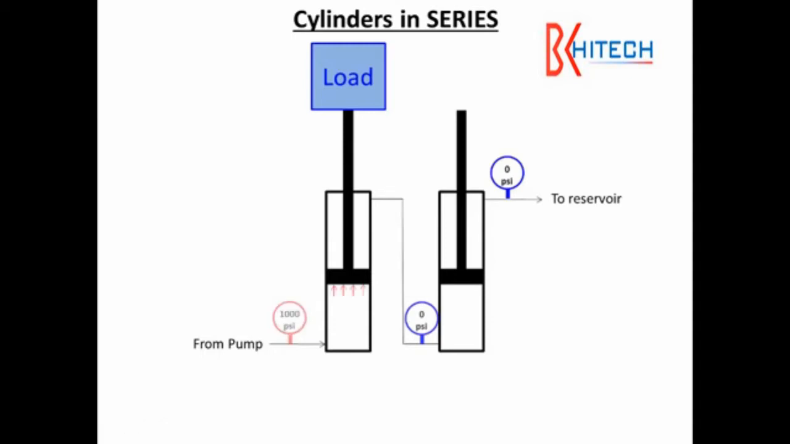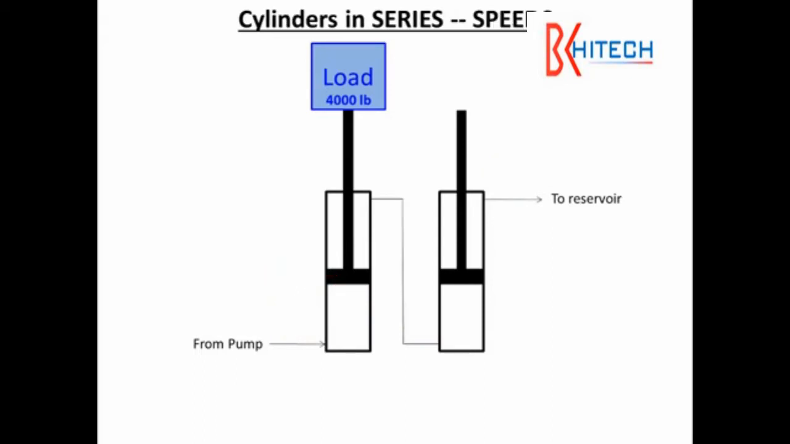The pressure would be pushing on the bottom of the piston. If that area were 4 square inches, 1,000 pounds for every square inch on 4 square inches would result in 4,000 pounds of force, enabling us to lift a 4,000 pound load. What about the speed of cylinders that are piped in series to one another?